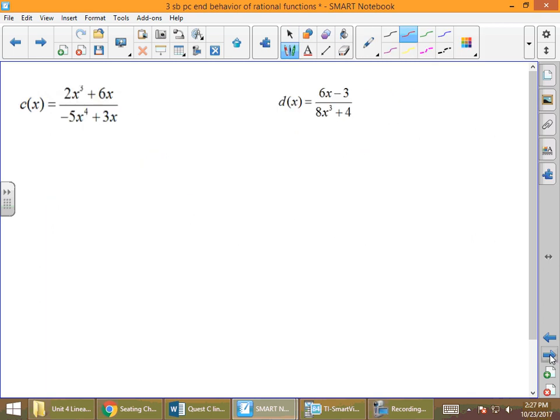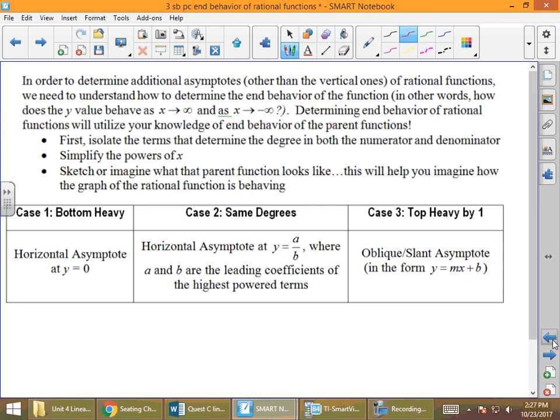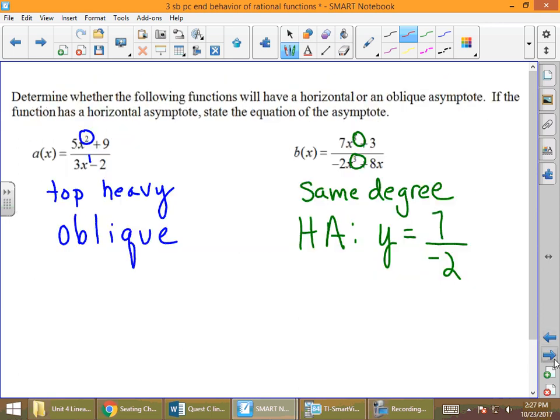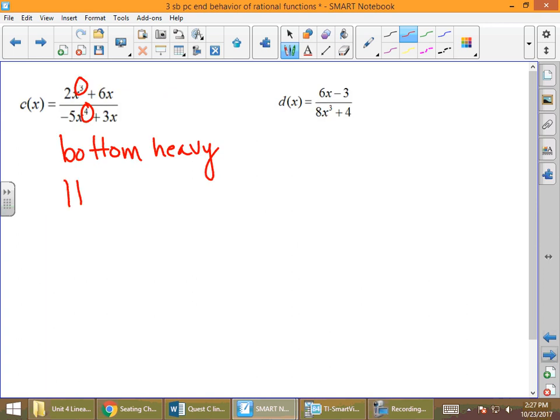If we look at C of x, again, it's all about the degrees. We have a degree of 3 on top. We have a degree of 4 on bottom. This one is bottom heavy. So we go back and look at our chart, and bottom heavy tells us that we're going to have a horizontal asymptote at y equals 0.